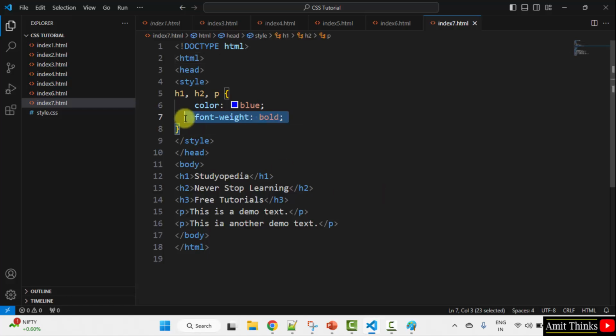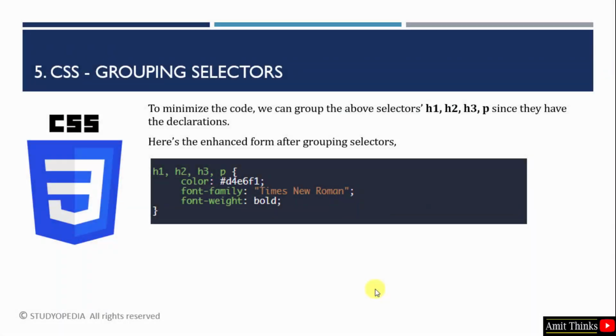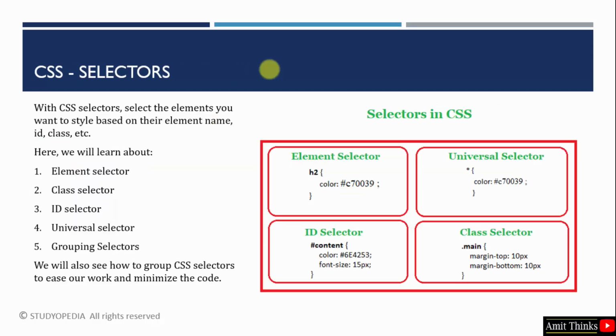So guys, we saw how we can group selectors. We grouped the selectors using the grouping selectors concept and minimized the code. So guys, in this video we saw how we can work with selectors on a web page in CSS. We also learned about the following 5 selectors: element, class, ID, universal, as well as we grouped the selectors. So we saw 5 examples to understand the concept.